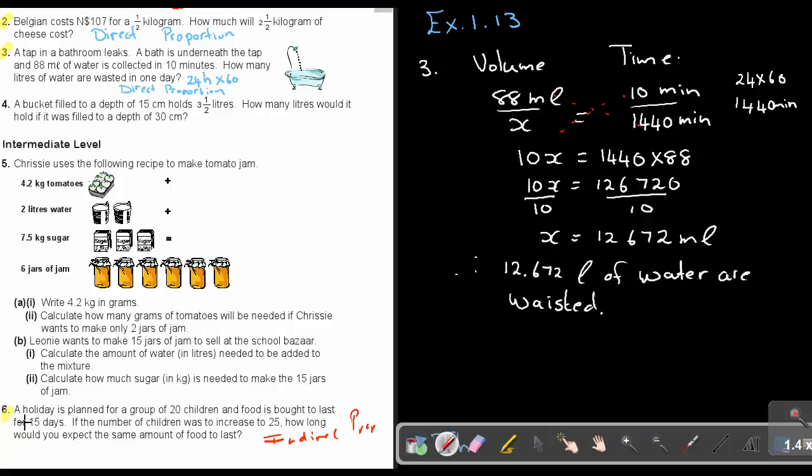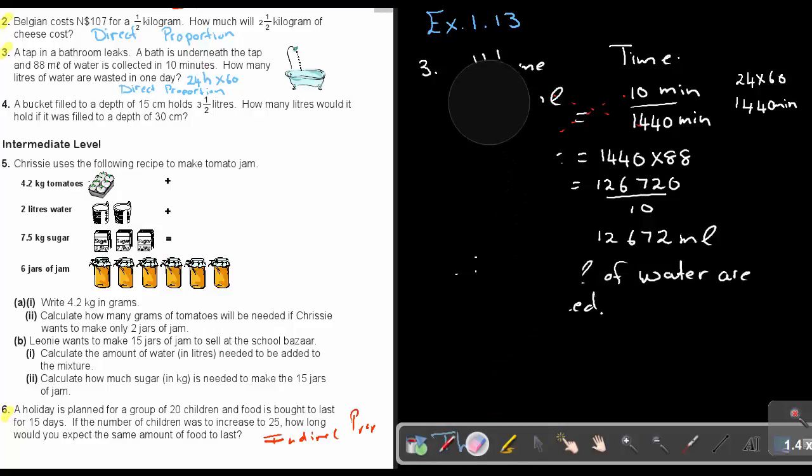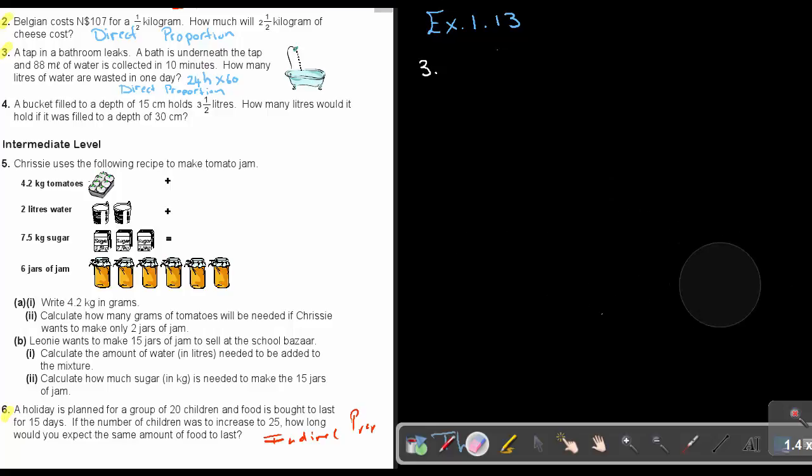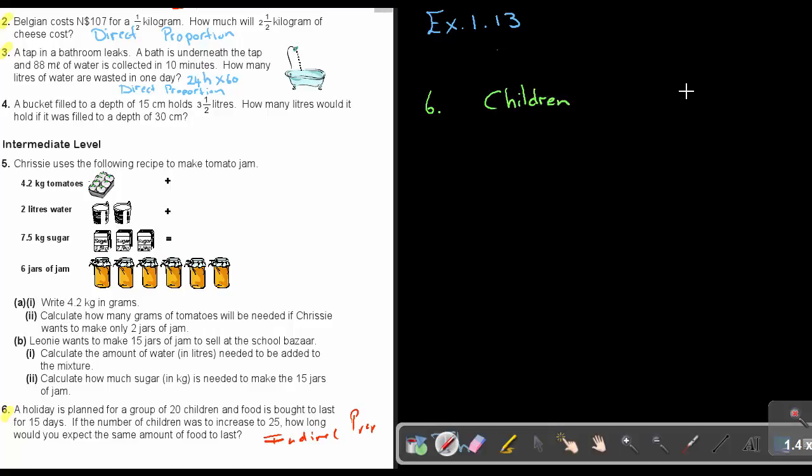Okay, let's look at number 6, the last one. Let's just again make space. It's taking a little bit more space. Okay, so let's do number 6. A holiday is planned for a group of 20 children, and food is bought to last for 15 days. So it's the children and it's the days. So 20 children, and it's going to last for 15 days. If the number of children was to increase to 25, how long will you expect the same food to last?